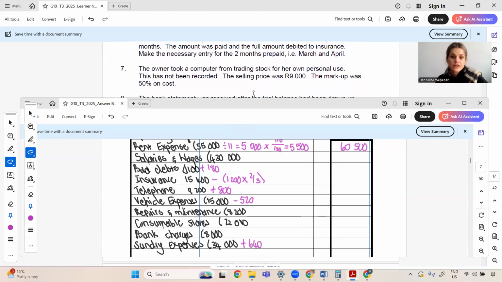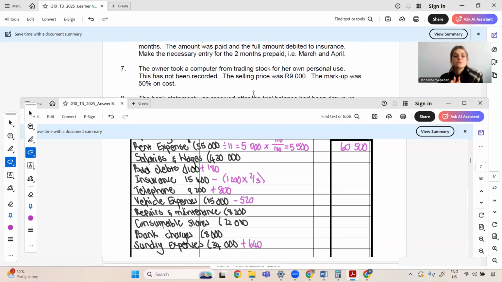Then the owner took a computer from trading stock for personal use. This has not been recorded. The selling price was this and the markup was that. So we know that whenever the owner takes something, first of all, he takes it at cost. So we would first have to calculate the cost of the goods. That's number one. Number two, whenever the owner takes anything, withdraws anything from the business, it is drawings. Drawings is owner's equity. Owner's equity is a balance sheet section account, not relevant to my SOCI.